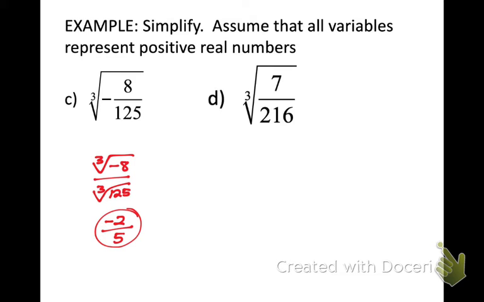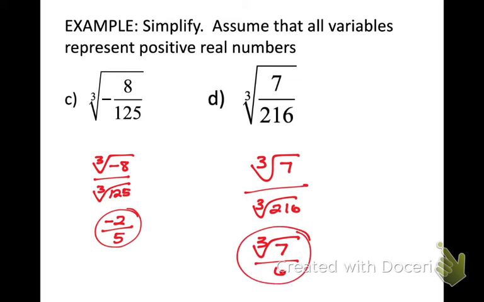For D, I'm going to separate this to the cube root of 7 over the cube root of 216. Cube root of 7 is not anything in particular, so we're just going to leave it as is. The cube root of 216, when I use my calculator, tells me it is 6.